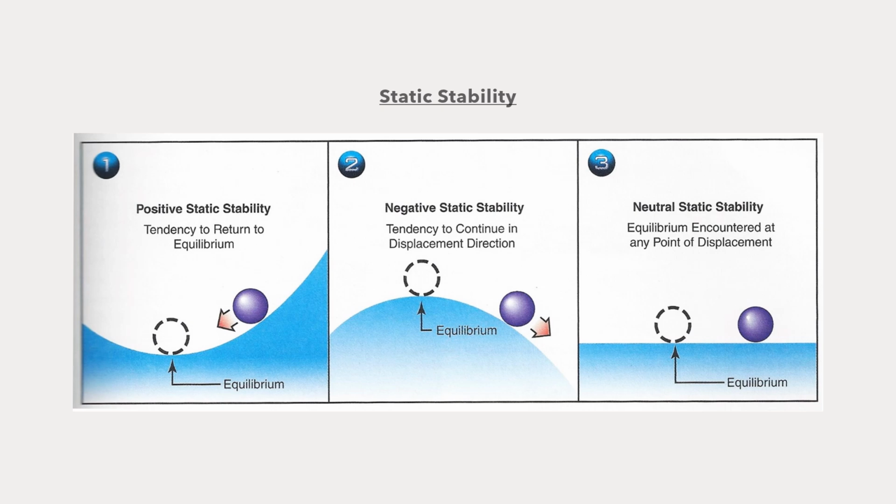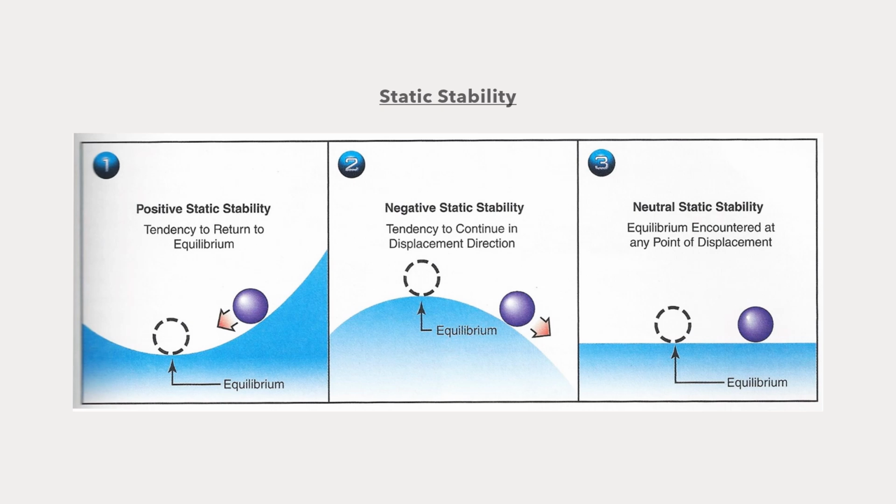So static stability is basically the tendency of something to return to its equilibrium state when it's disturbed a little bit. This example shows a ball where its equilibrium state is at the bottom of the hill in this first example, or the bottom of a valley. Positive stability exists here because when the ball goes a little bit up one hill, it's going to tend to roll back down towards its equilibrium point.